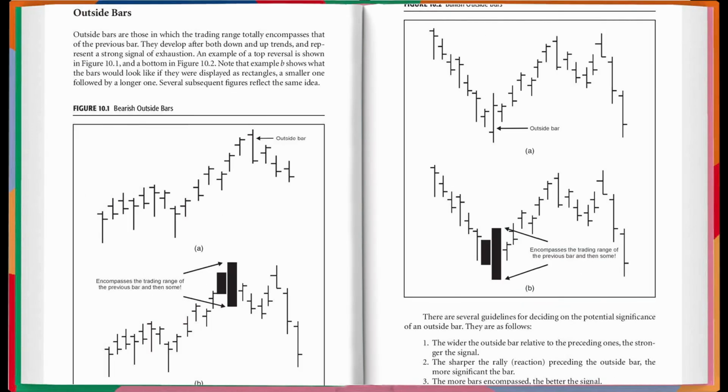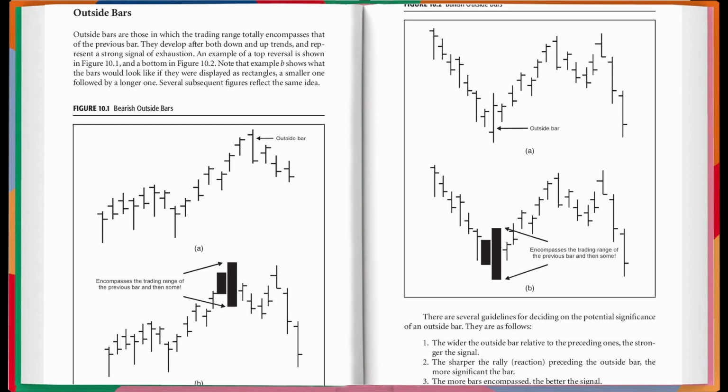Outside bars. Outside bars are those in which the trading range totally encompasses that of the previous bar. They develop after both down and up trends and represent a strong signal of exhaustion. An example of a top reversal is shown in Figure 10.1 and a bottom in Figure 10.2. Note that example B shows what the bars would look like if they were displayed as rectangles, a smaller one followed by a longer one. Several subsequent figures reflect the same idea.